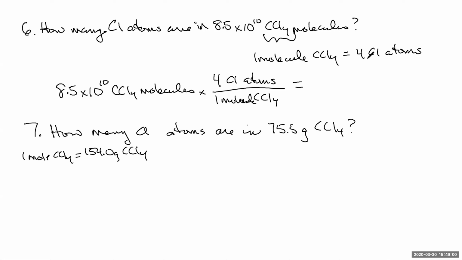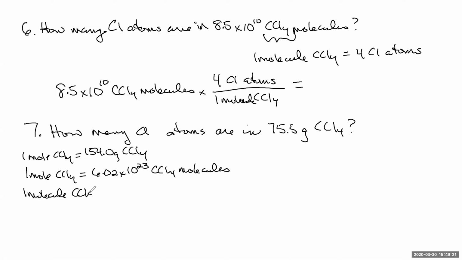Also, since we're going to atoms, we know the relationship between molecules and atoms from the previous problem. So we're probably going to have to go from grams of carbon tetrachloride to moles of carbon tetrachloride, and then from moles of carbon tetrachloride to molecules of carbon tetrachloride, and then finally use that one molecule of carbon tetrachloride has 4 chlorine atoms. So this is going to be a 3-step conversion, and again, you always start with your given. So our given is 75.5 grams.